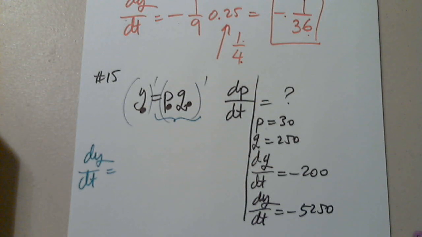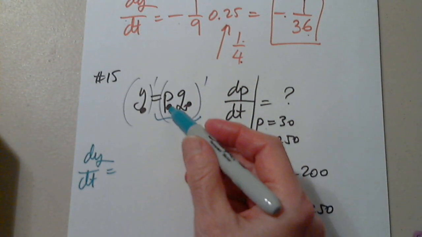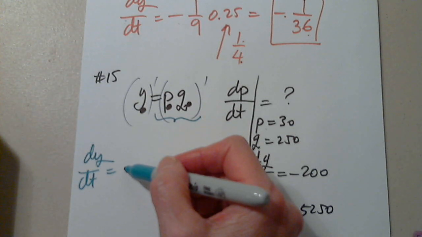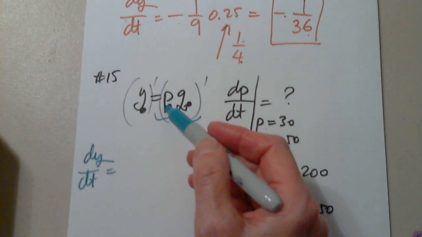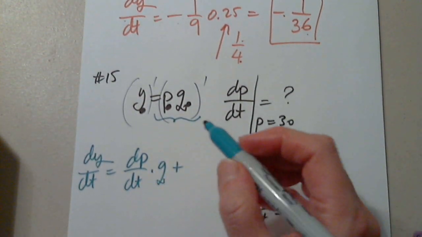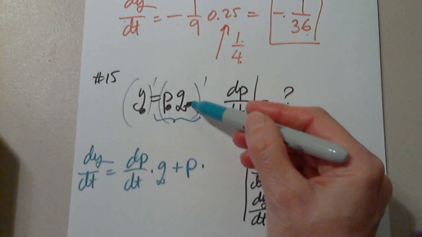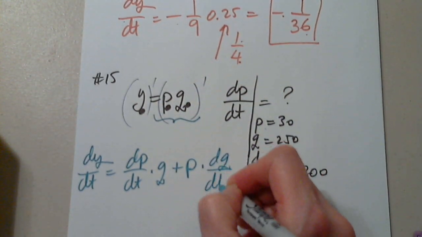Now please identify and discover what this is first, and then let's differentiate it. What rule applies? The product rule. Thank you very much. So I have to differentiate the first function first. What do I write? Would it be dp over dt? Very good. Excellent. Times q plus p times the second function prime. That's it. dq over dt.